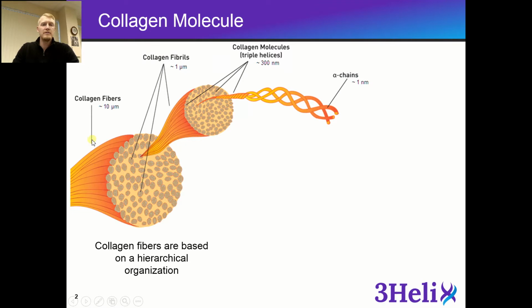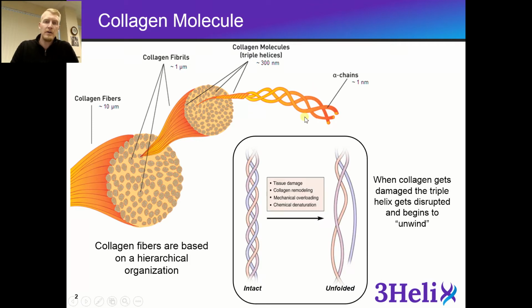So collagen fibers are based on a hierarchical organization where the collagen fibers are built up of the collagen fibrils, and these are built up by the collagen molecules. Now the collagen molecule is in a triple helical structure where you have these individual alpha chains coming together and forming this triple helix. This can be thought of the same way as rope is made out of separate pieces of twine, and you get three pieces together and it makes it a lot stronger when it's together. So in this example, you have this nice intact piece of collagen, and it's a nice triple helical formation.